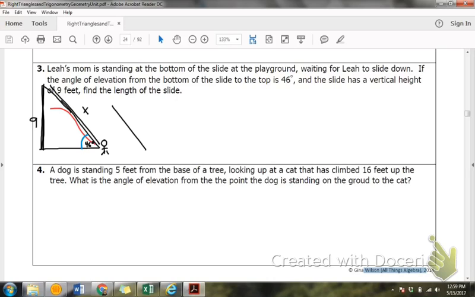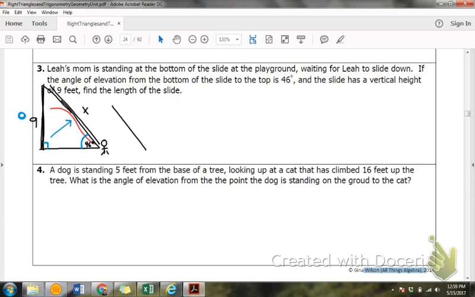So according to 46, 9 is going to be what, Monique? Is 9 opposite, adjacent, or hypotenuse? Good, it's the opposite. Brian, what is the x going to be? Adjacent. Where's your right angle? Is x going to be the hypotenuse, or is it going to be the adjacent? What's the definition of a hypotenuse? It's across from what?